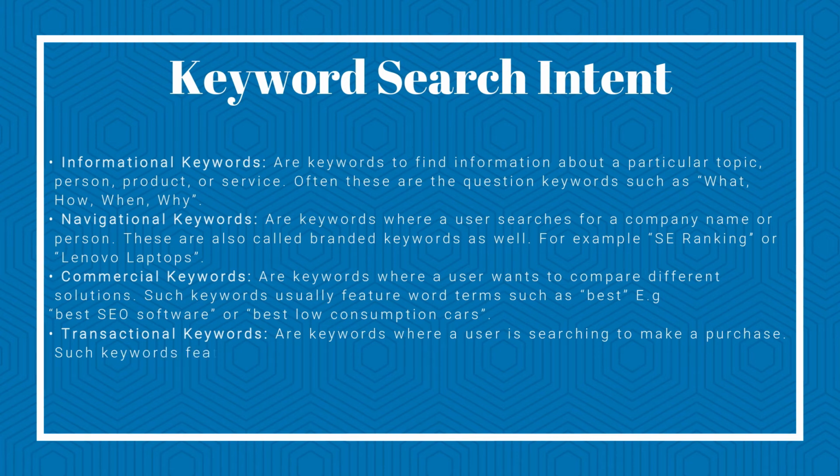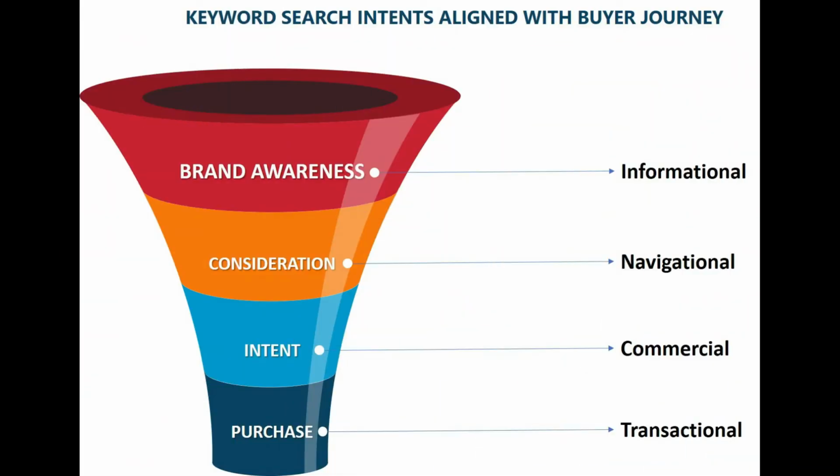And the last one is transactional keywords, which are keywords where a user is searching to make a purchase. Such keywords feature terms such as buy, subscribe, for sale. This is important to know because each keyword search intent brings your target audience at a different stage of the buy journey. As you can see, each search intent fits at different stages of the buy journey. And to maximize your opportunities, you want to drive your target audience at every stage of the buy journey, as every stage has its purpose and benefits.